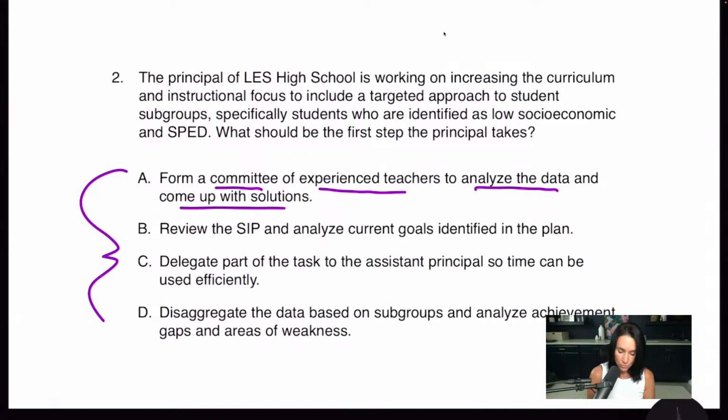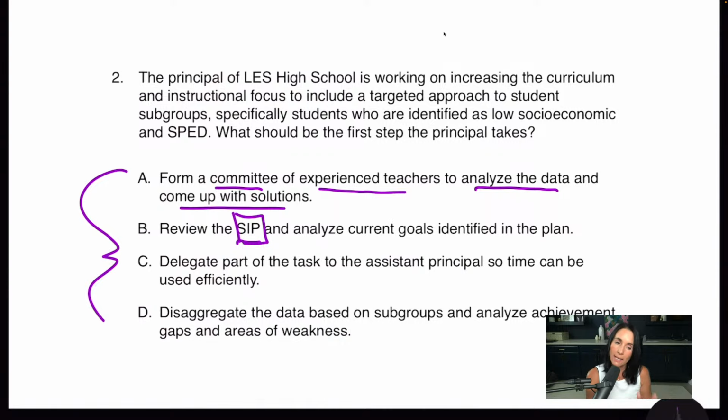B, review the school improvement plan and analyze current goals identified in the plan. Now, I like answer choices that reference the school improvement plan, because that is the document that houses our current goals and where we want to go and the data that we've used to figure that out and all the barriers we've figured out. I mean, it's a huge document.